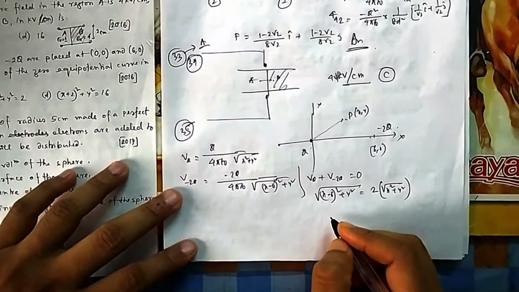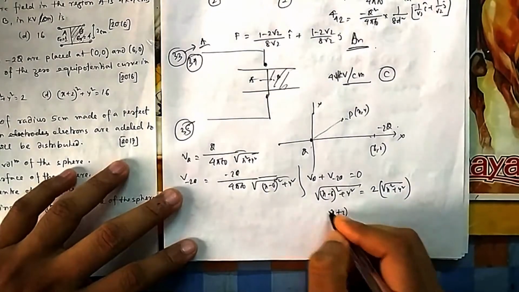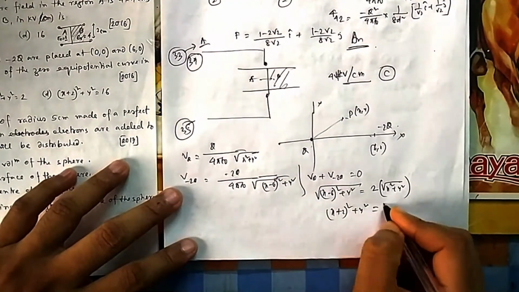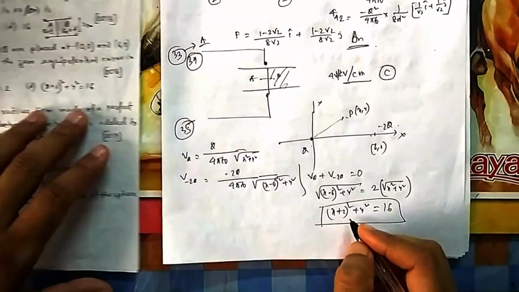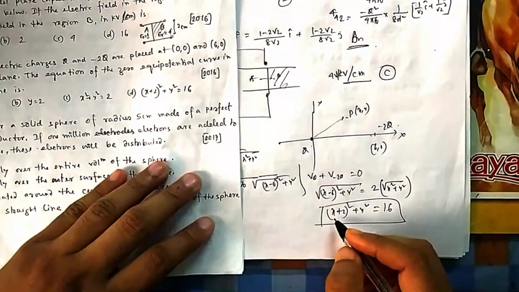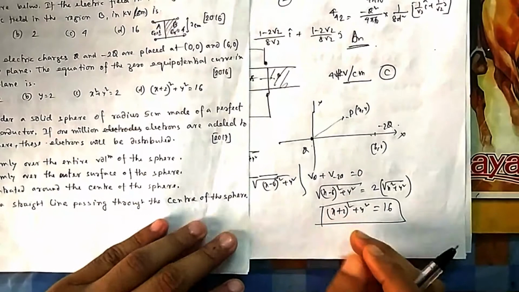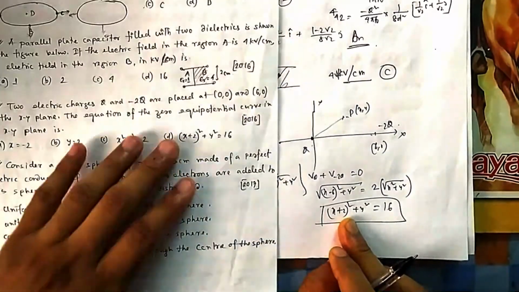If you square it and open it, then the final answer you will get is x plus 2 whole square plus y square. You have to complete the square also: x square plus 2x plus 4, you have to make it one side, then you will find it. This one is the answer, that is your option D.